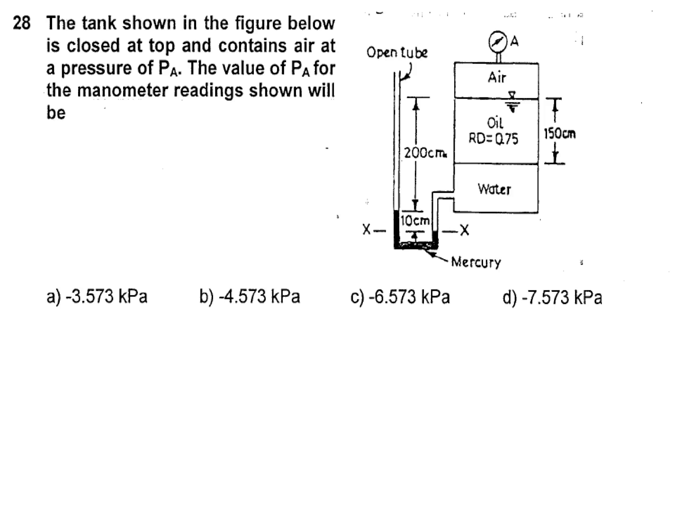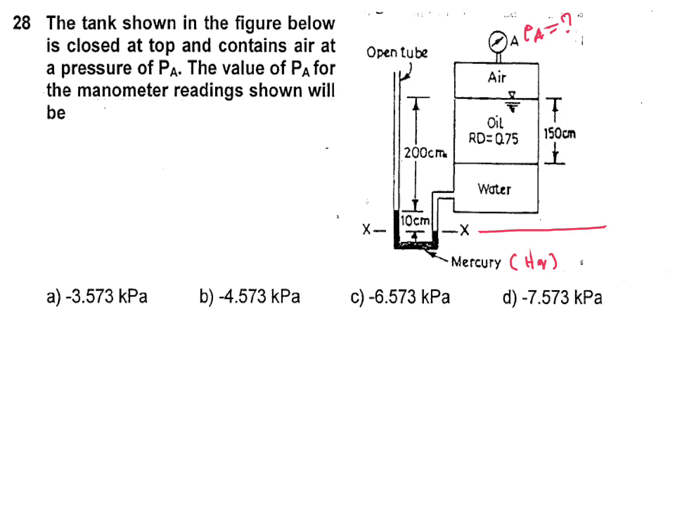Question: the tank shown in the figure below is closed at top and contains air at a pressure of PA. The value of PA for the manometer reading shown will be how much? Here we have to calculate pressure PA. So this one is mercury, here water, oil and air. So this height we will calculate here.